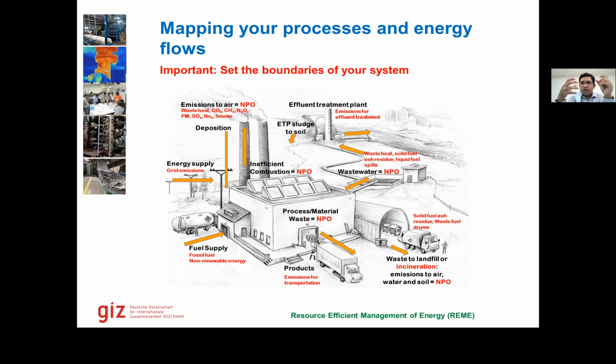This wet scrubber, we settle down this waste water from the wet scrubber, and the relatively cleaner water goes towards the effluent treatment plant. But this already has a lot of ash residues as well. So this also goes there. And then when it goes to the effluent treatment plant, we have emissions for the treatment, and then the sludge goes to the soil.